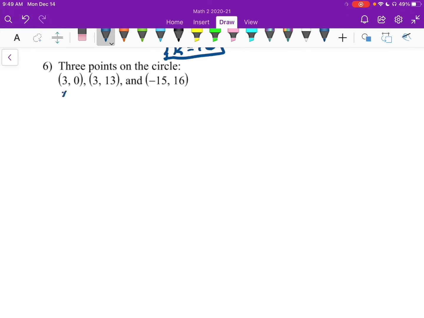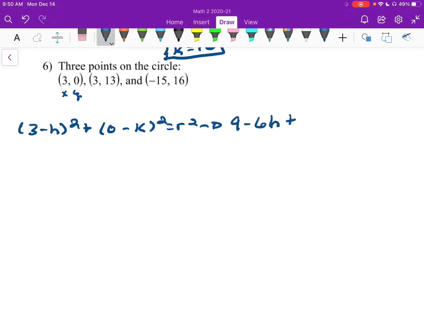So this is my x, this is my y, right? So I'm going to say, well, 3 minus h squared plus 0 minus k squared equals r squared. Whenever I distribute out, this is going to be 9 minus 6h plus k squared equals r squared. Well, that's kind of nice. This will be equation number 1.